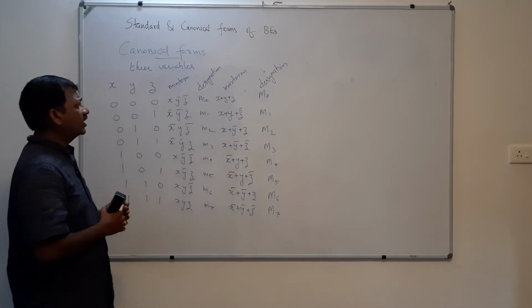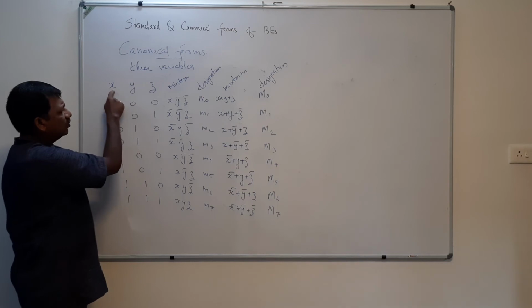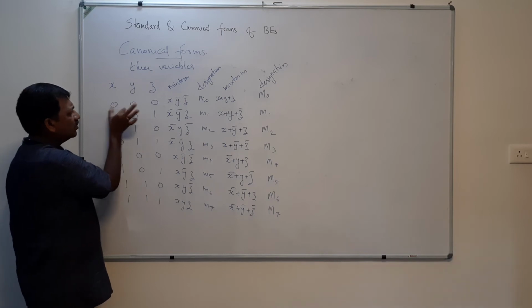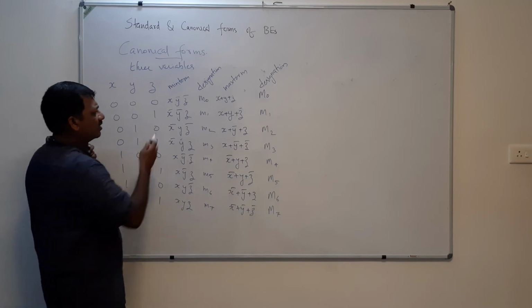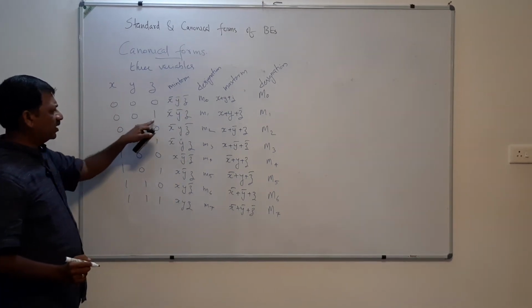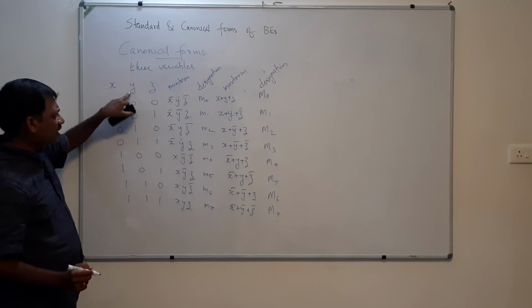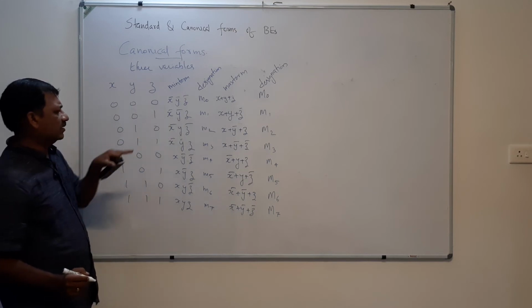Then how to write the min term? When x is equal to 1 we write x, and when it is equal to 0 we write x bar. Here all three are 0, so we have x bar, y bar, and z bar. For 0 0 1, 0 stands for x bar, 0 stands for y bar, and 1 stands for z. That means x bar, y bar, z.